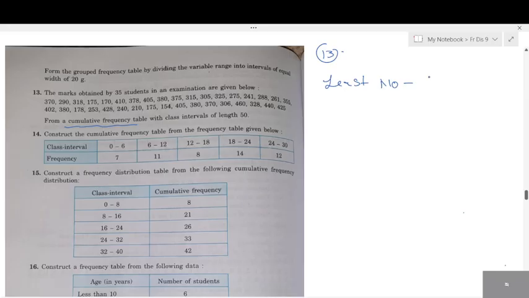I can see 170. Anything lesser than 170? 150. Least value is 150. Highest number? 440. 460 is given. Anything more than 460?